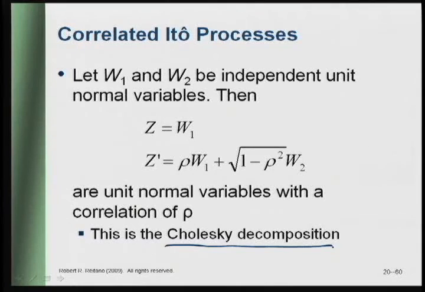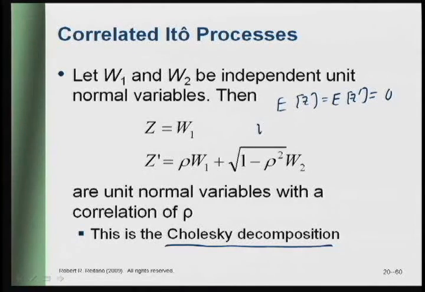So these are both normal. Why is that obvious? Well, Z is just W1. That's normal by definition. Z prime is a weighted average. Rho is a number. So it's just a sum of two normal variables. So, of course, it's normal. And if we take a look at the expected value of Z, it's going to be the same as the expected value of Z prime. It's going to be 0. Has a mean of 0.